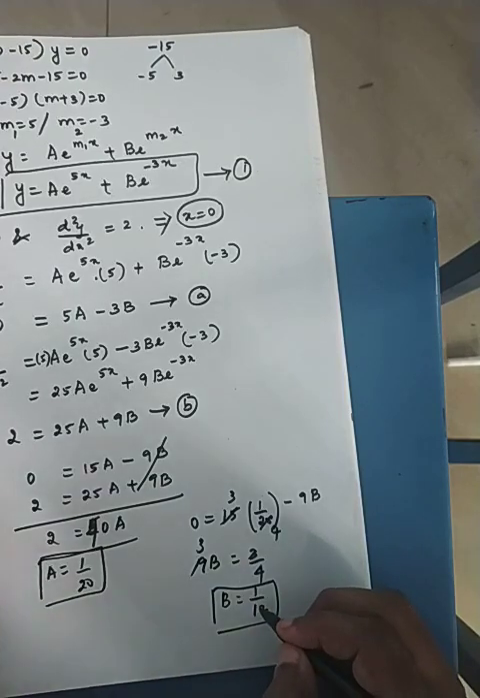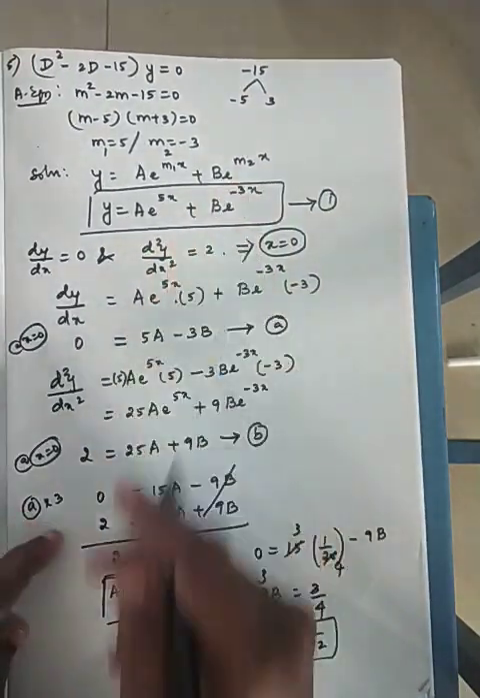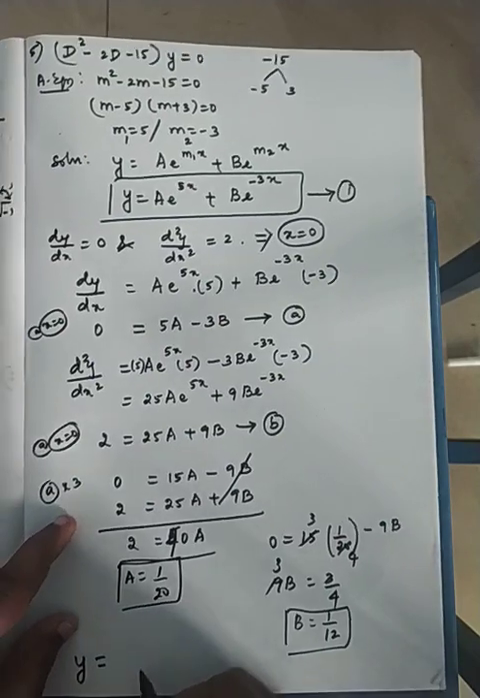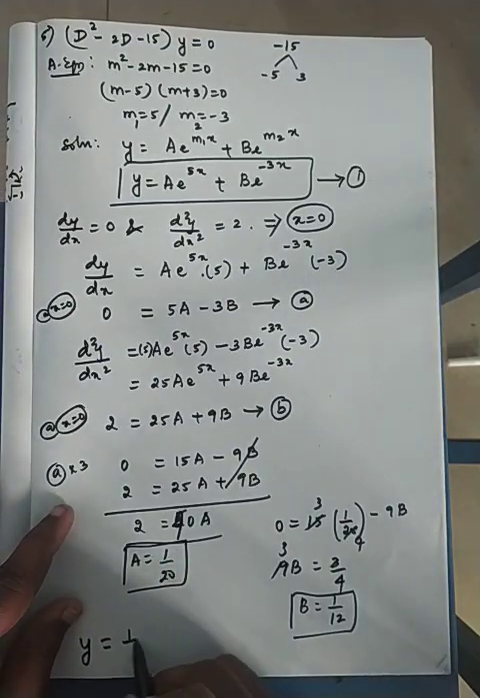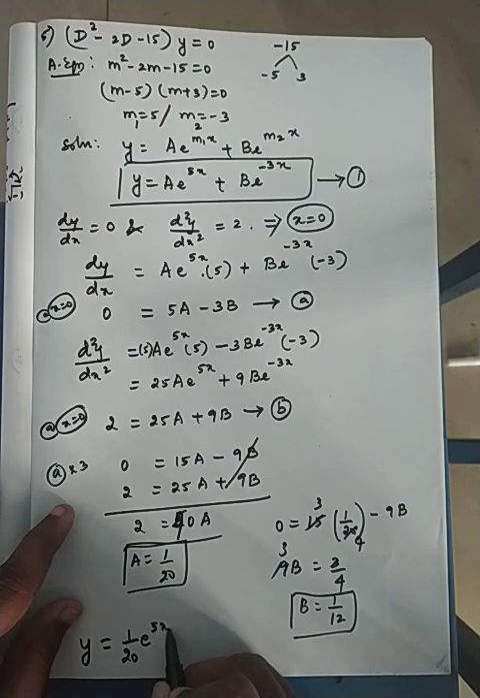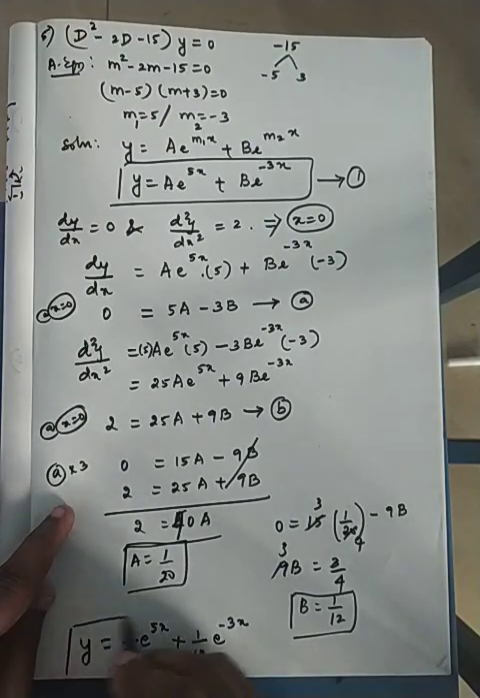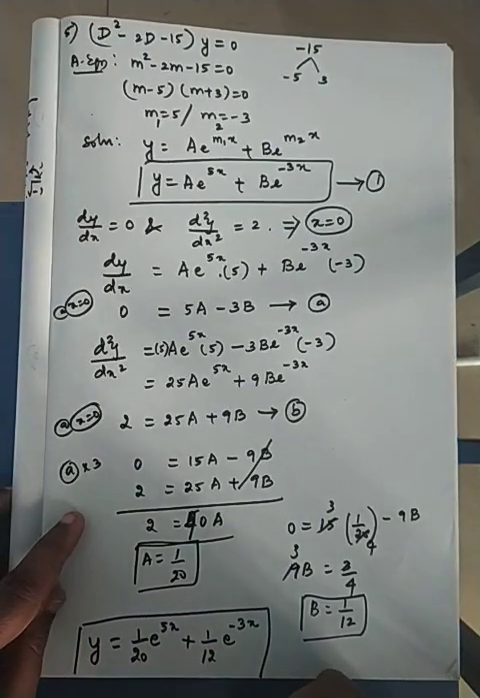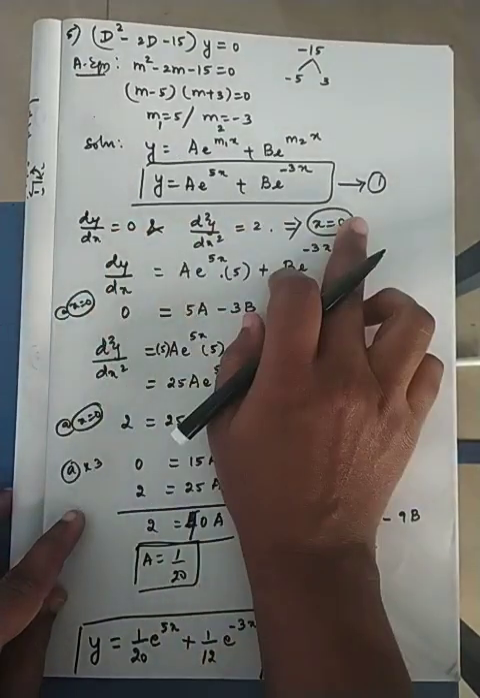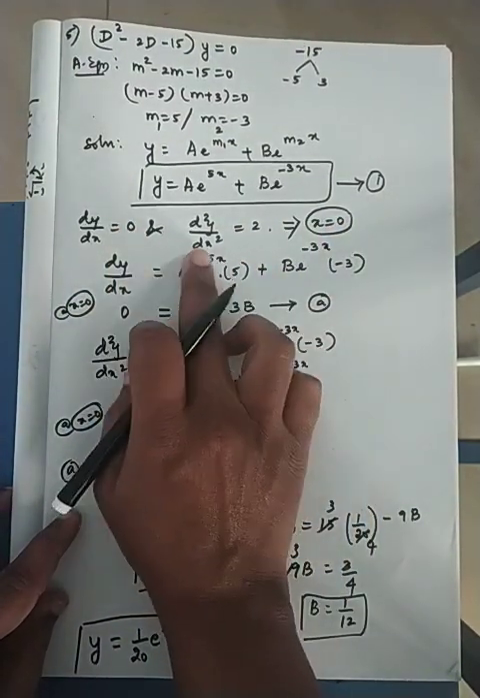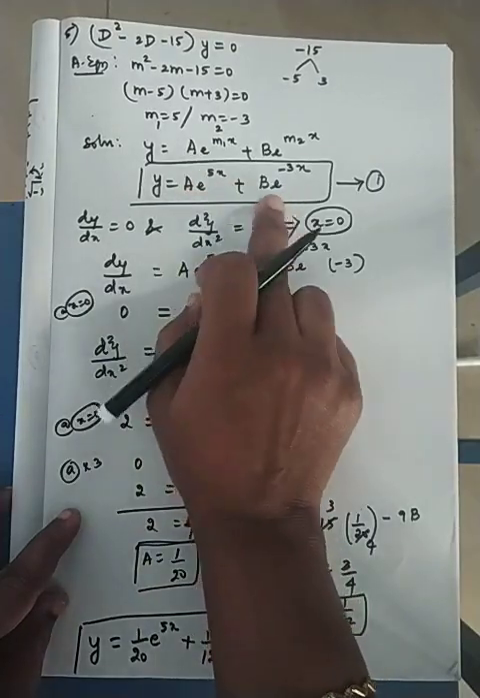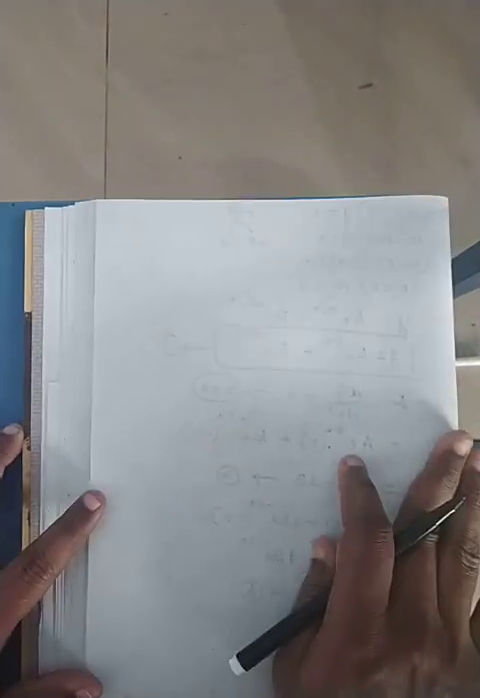So these two values I am going to substitute in 1. So y will become, what is my a value? 1 by 20 into e power 5x and then b is equal to 1 by 12 into e power minus 3x. This is my final solution. Yes, I found out the solution, and with the given values I am finding out the values for a and b. Sixth one is of a different model which we will take in the next class.